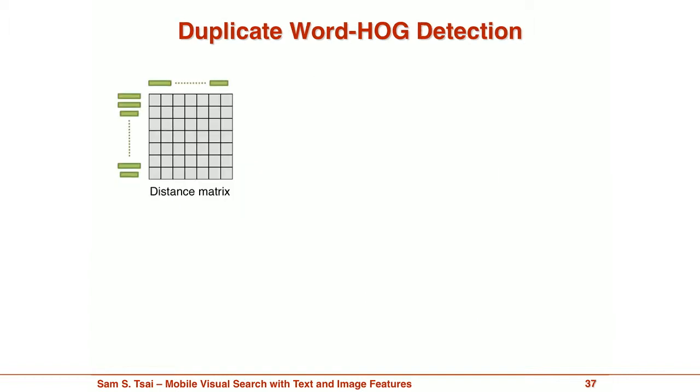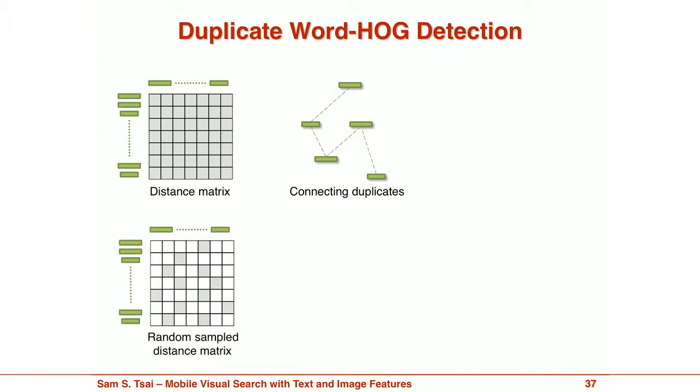But how do we find similar word patches? The most straightforward approach is to calculate the pairwise distance matrix. One thing to note is that we don't need to calculate the pairwise distance for every pair. For 5 duplicate Word-HOGs, the least amount of pairwise comparisons we need to make is just 4. This leads us towards a random sampling approach. But the question is how much to sample the matrix?